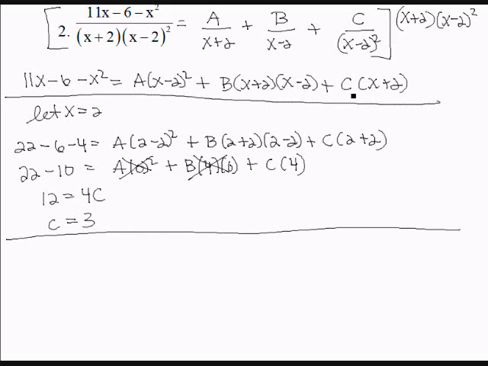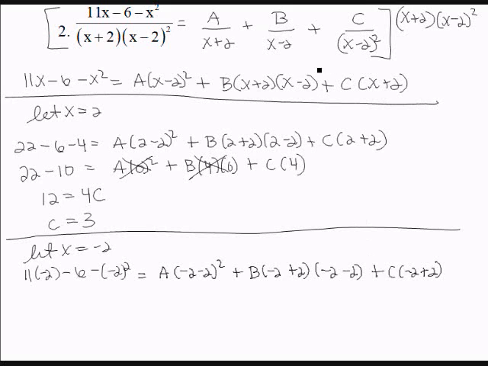I let x equal 2 because that made this factor and this factor go to 0. Now if we choose negative 2, those two will go to 0. So if we let x equal negative 2, I will plug that into this situation up here. I plugged in negative 2 on both sides of the equal sign. We also know C is equal to 3, so why don't we just let C equal 3 there.